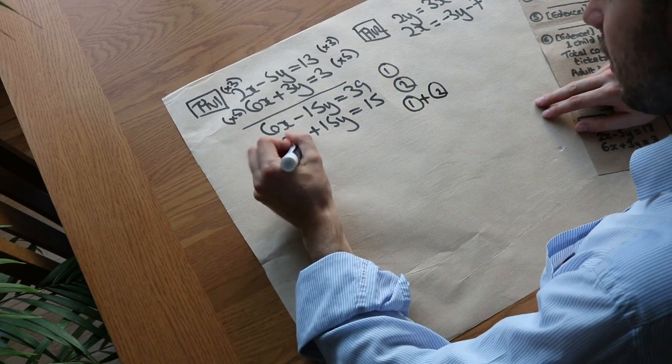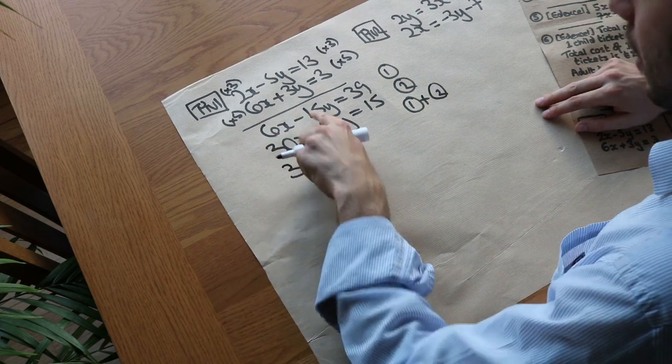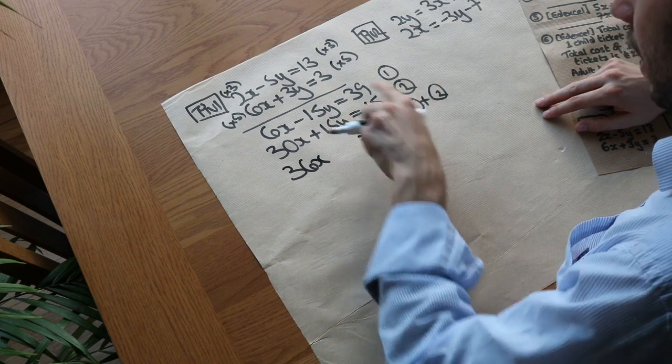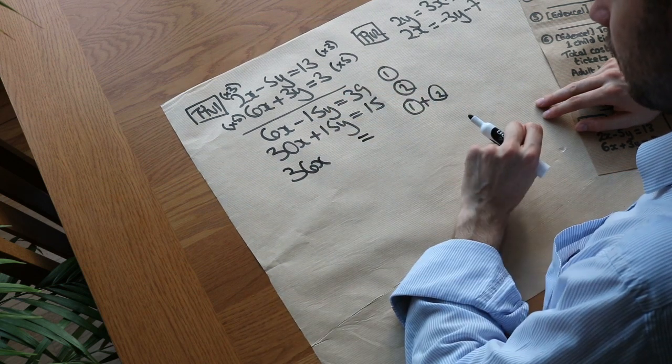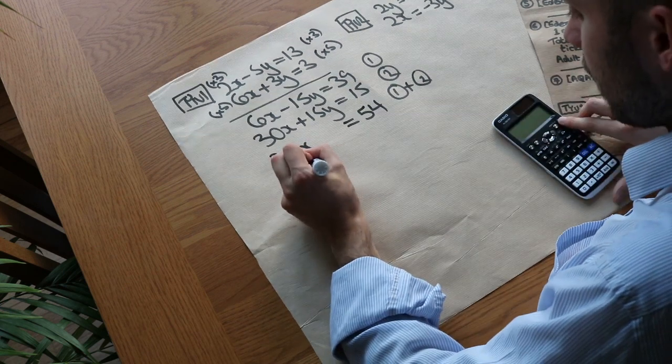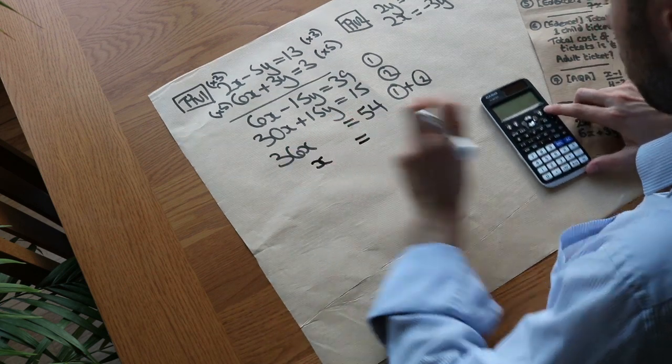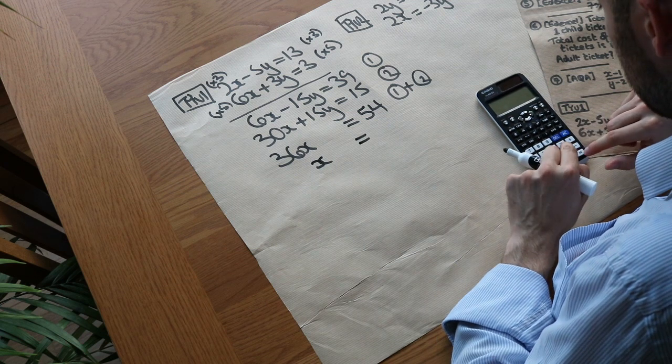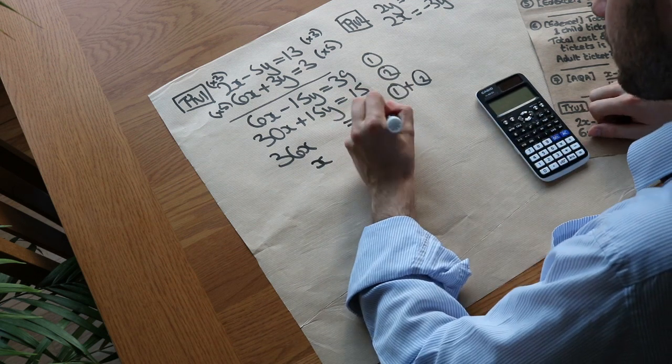6x plus 30x is equal to 36x. That plus that just disappears. And 39 plus 15 is 54. And then we need to divide both sides by 36. Now, that's a bit harder. I think it's 1.5, but let's just check. Yes, it is. It's 1.5.